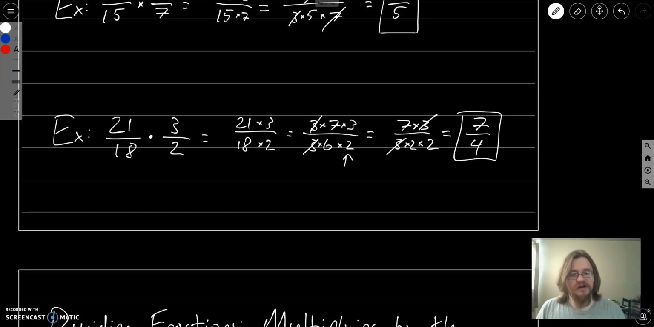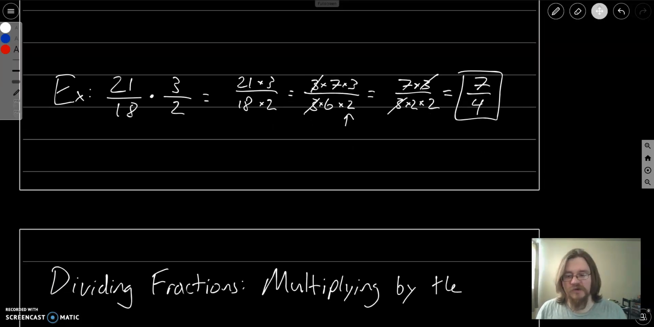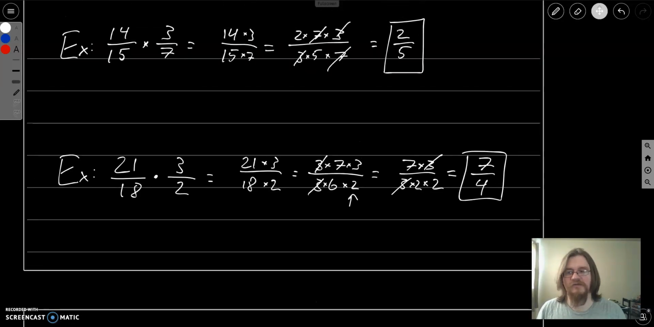What you'll notice is that this is called an improper fraction, as in the numerator at the top is bigger than the bottom. That's absolutely fine. I think it's quite often easier to leave these as improper fractions. And in the next video, we'll go through dividing fractions.